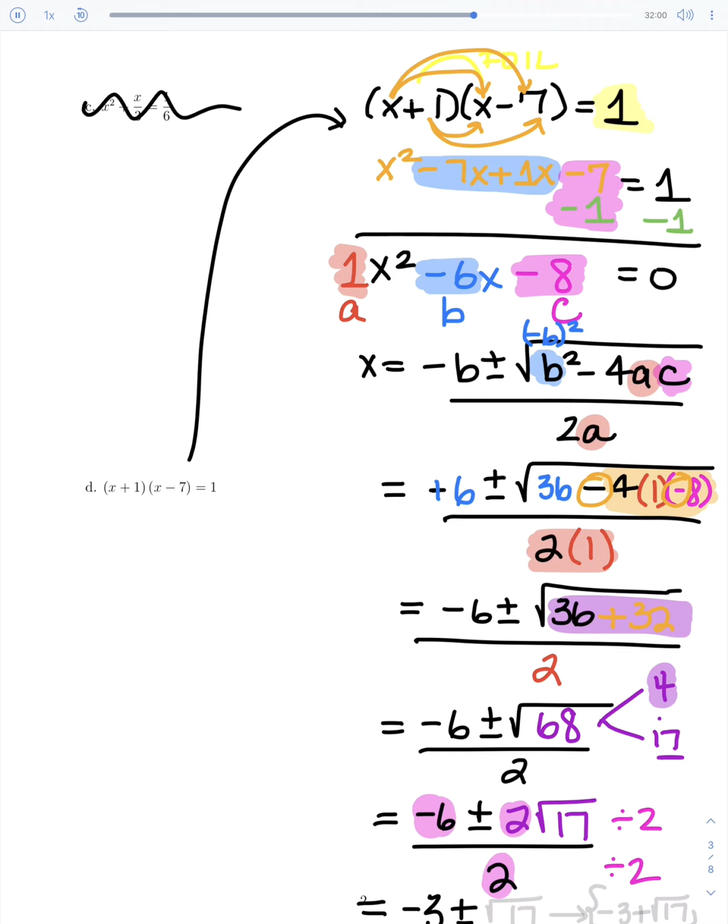That will give us 3 plus or minus the square root of 17 all over 1. Remember, if there's a 1 on the denominator, I do not have to write it. So this gives me two answers, 3 plus the square root of 17 and 3 minus the square root of 17. Those are your two real numbered irrational solutions. Let's look at our two last problems.